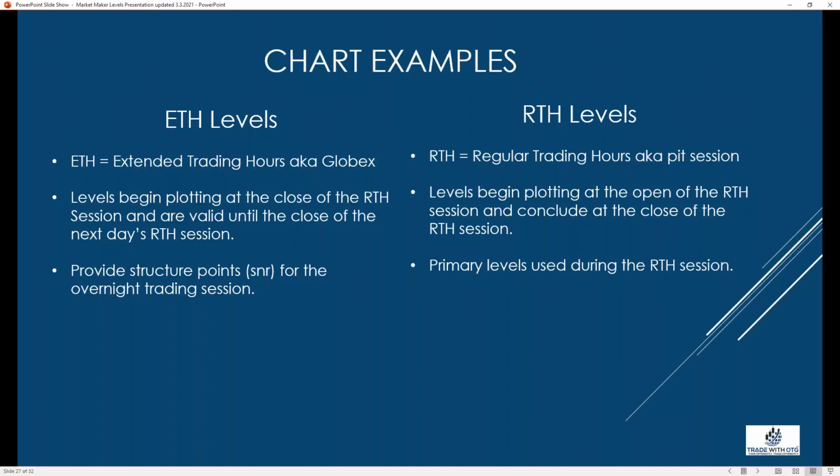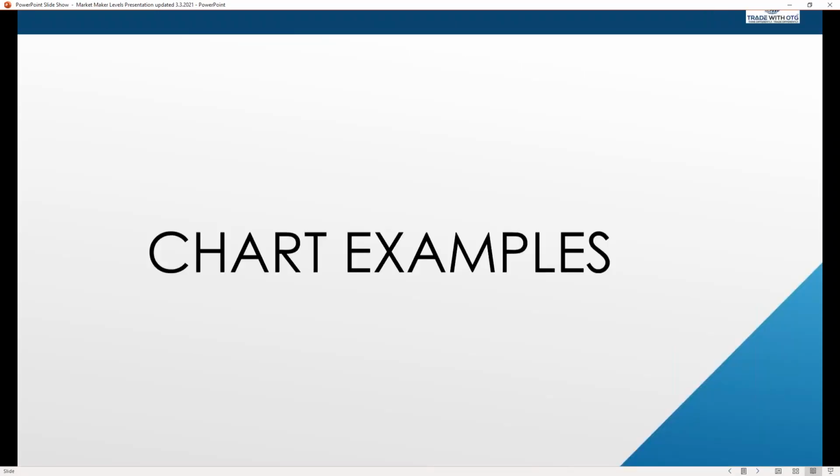So again, the ETH session levels begin plotting at the close of the RTH session and are valid until the close of the next day's RTH session and provide structure points or support and resistance for the overnight. The regular trading hour levels begin plotting at the open of the RTH, or what used to be the PID open session, and conclude at the close of the RTH session. And these are the primary levels used during the RTH session.